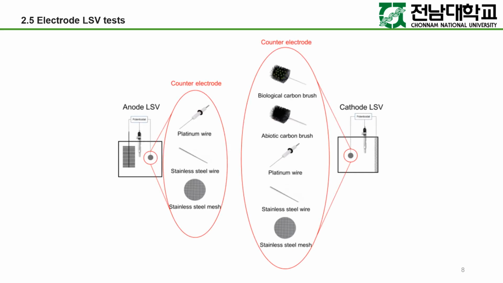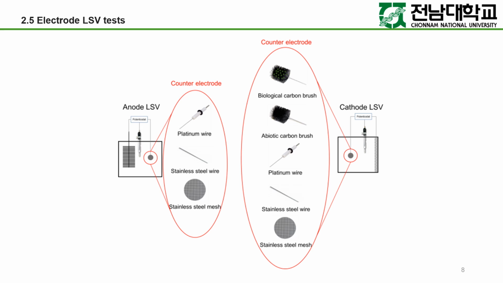Then is the kind of counter-electrode in anode and cathode LSV tests. The purpose of this study was to evaluate the reproducibility of using different counter-electrodes for anode and cathode LSV tests in a microbial electrolysis cell. The anode and cathode used in the experiment were carbon fiber brush and stainless steel mesh, commonly used in MECs.